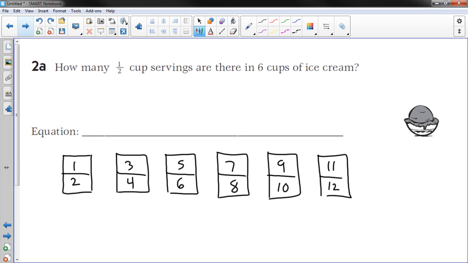So what did we do? We took the number 6, we took 6 cups, we divided it in half, we got 12. How many half cup servings? 12 servings, excuse me.